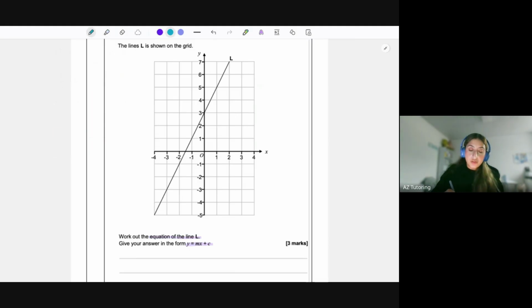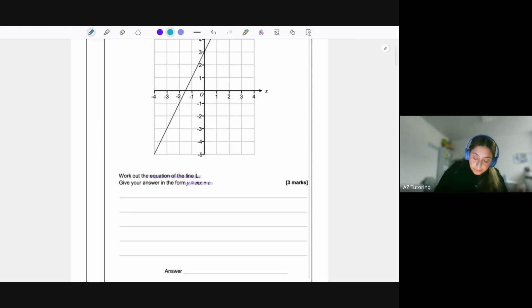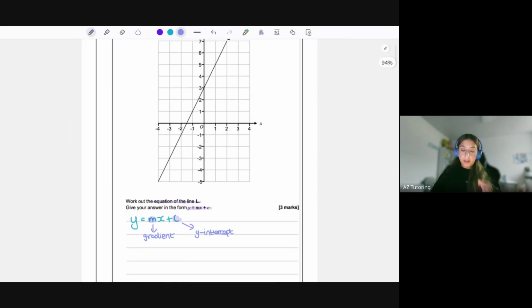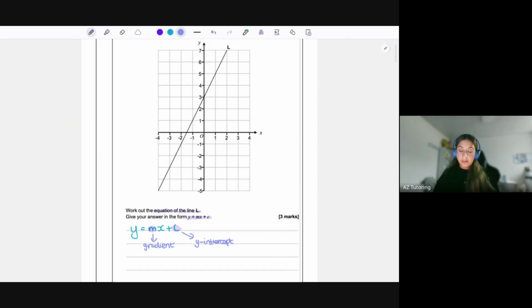So the equation of a line is y equals mx plus c. So what does this mean? The m is the gradient. And the c is the y-intercept. And what that means is where the line touches the y-axis. So m is the gradient, c is the y-intercept. So we need to essentially find m and we need to find c.